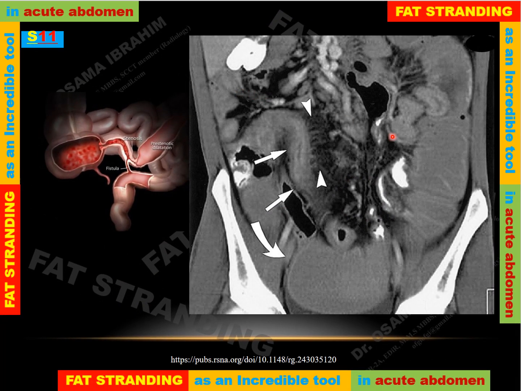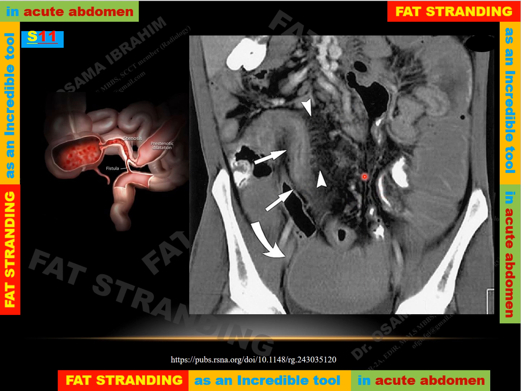And the last scenario, this fat stranding appearing in this coronal format image in the right lower quadrant. So the differential is between appendicitis and Crohn's disease as well as omental infarction. You should scrutinize the terminal ileum and appendix. If the appendix is clear and normal, now the terminal ileum appears with a thick wall and is surrounded by this fat stranding as a landmark for the inflammatory region, and there is also narrowing of the lumen of the terminal ileum.